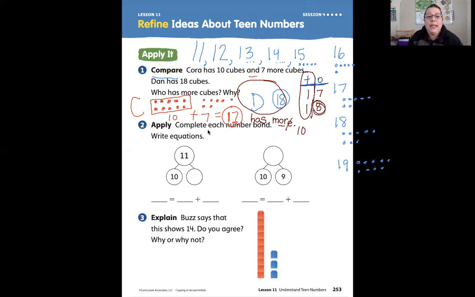Here it says complete each number bond. First, we have to identify the part and the whole, right? So, oh my goodness, there are 1, 2, right? What are these down here? These are our parts, right? Our parts are always going in or coming out of the whole. The parts is what we make. When we join those two parts, that's how we make our whole. So this is our whole.